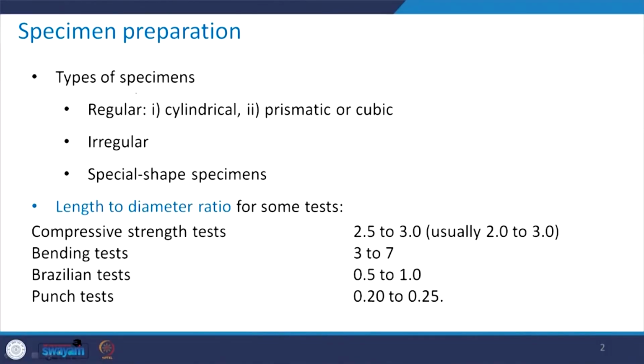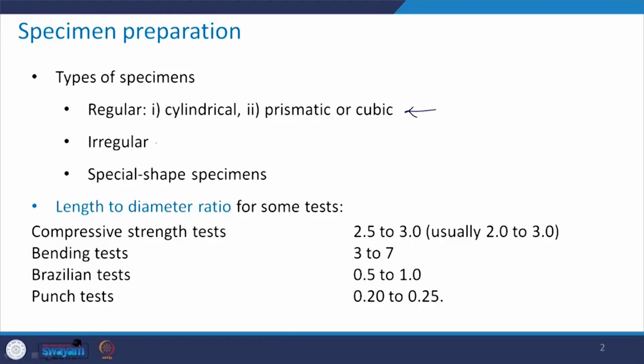Let us start our discussion with the process of sample preparation. You can have different types of specimen. They can be of regular shape, which may include cylindrical, prismatic or cubic, depending upon the type of test that we want to conduct. For example, you can see here that this is a regular specimen, cylindrical in shape. That is what we call a cylindrical specimen.